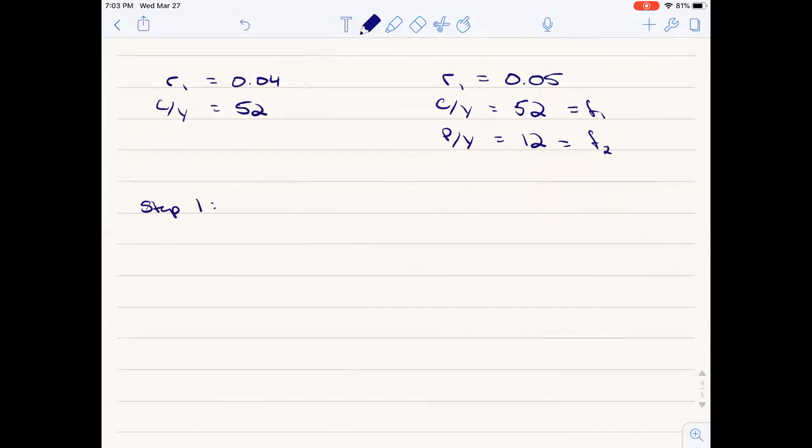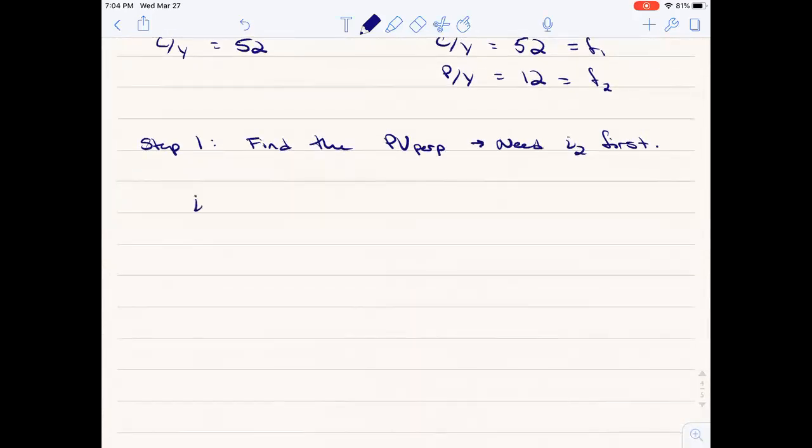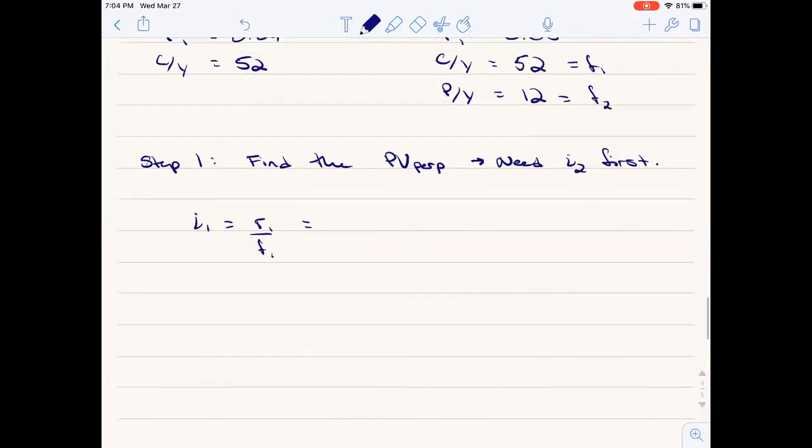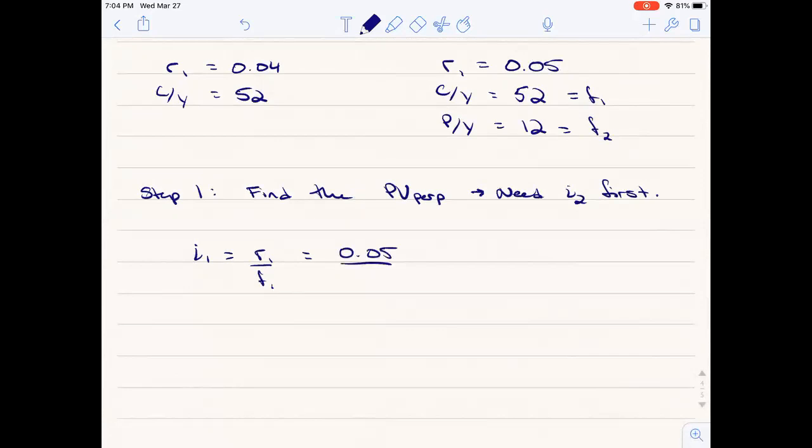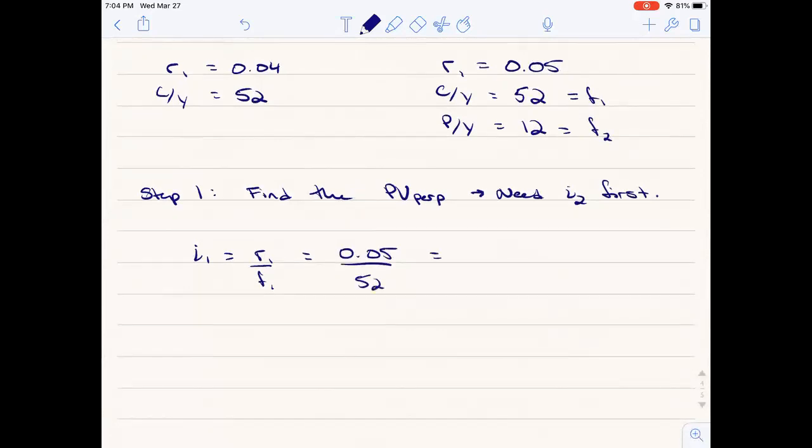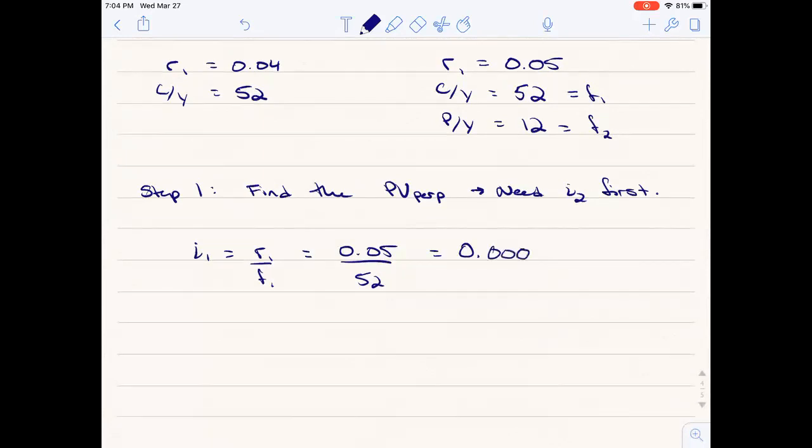So step 1, find the present value of the perpetuity. Need I2 first. Well, first we need I1, and then we can find I2. So I1 is R1 over F1, which is 0.05 over 52, which gives 0.00096153 and so on. Store this in 1 temporarily.